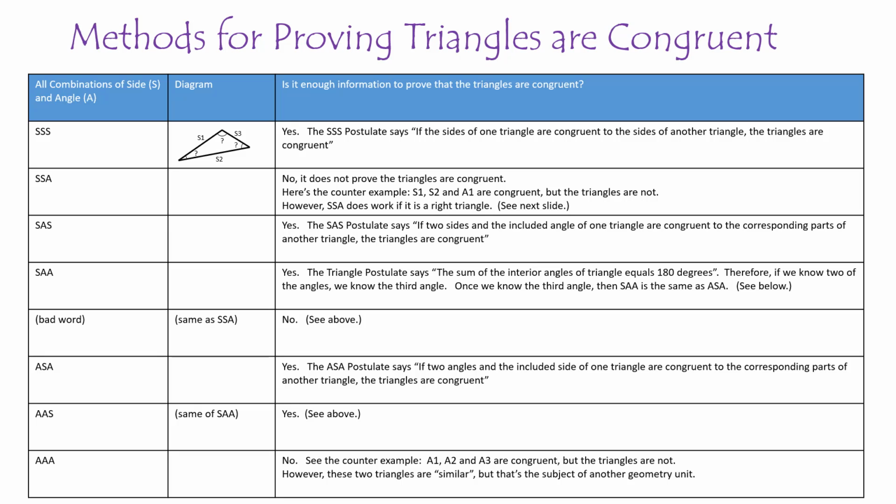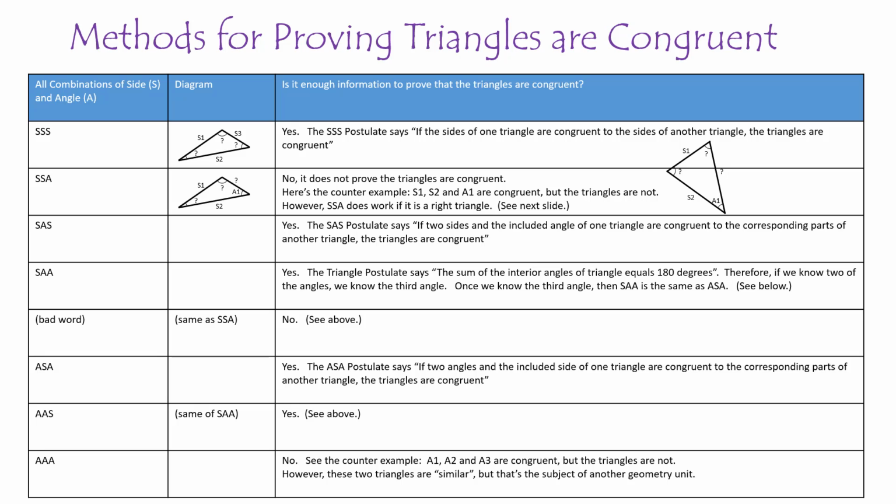Now for SSA, side, side, angle, and that's where you have a side and then another side and an angle that's not in between those two sides, this does not prove the triangles are congruent because there is a counterexample. And if you look over on the right, this is a triangle that has the same side S1, the same side S2, and the same angle A1, yet it's not the same triangle. So this is not enough information to be able to prove triangles are congruent.